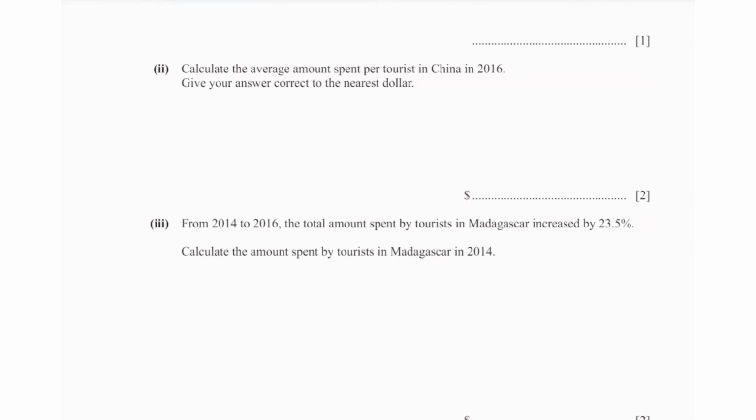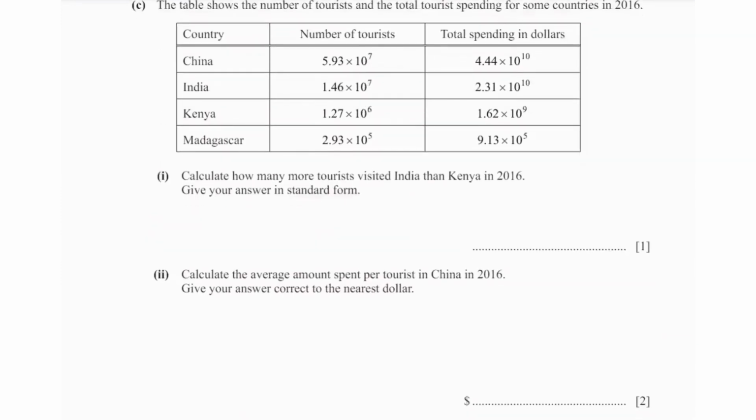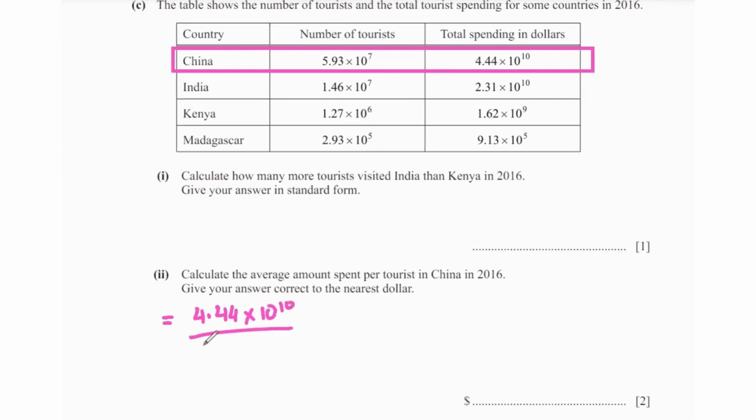Then it says calculate the average amount spent per tourist in China in 2016, giving your answer correct to the nearest dollar. So in 2016, the average amount spent per tourist would be your total spending dollars divided by the number of tourists. So 4.44 times 10 to the power of 10 divided by 5.93 times 10 to the power of 7. The reason why we're dividing the total spending dollars by the number of tourists is because it says calculate the average amount spent per tourist. So we need to find the amount spent by one tourist in China in 2016.